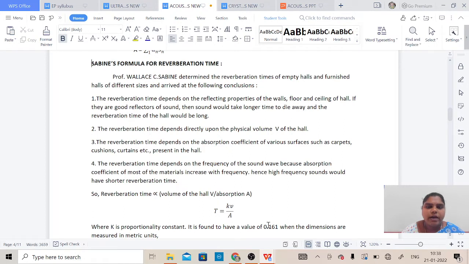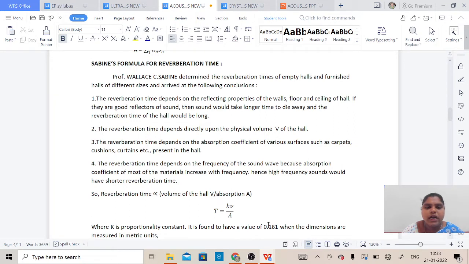The reverberation time depends on the frequency of the sound wave because the absorption coefficient of most materials increases with frequency. That means whenever the frequency of the incident waves increases, the absorption coefficient also increases. Hence, high frequency sounds would have shorter reverberation time.